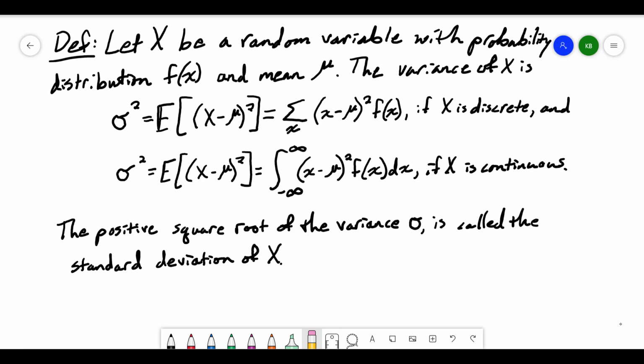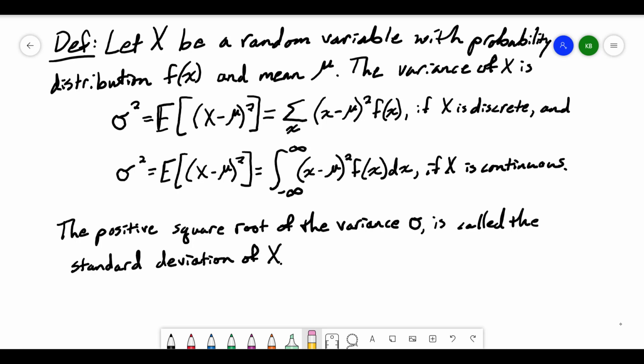So we have this definition that if we have a random variable with probability distribution f of x and mean mu, then the variance, or the expected variance, for that random variable is a sum for a discrete random variable and an integral for a continuous random variable, both taking the difference between the value of the random variable and the mean, squaring that, and multiplying it times the value of the probability distribution at that point. Now, when we take the positive square root of that variance, it's called the standard deviation.